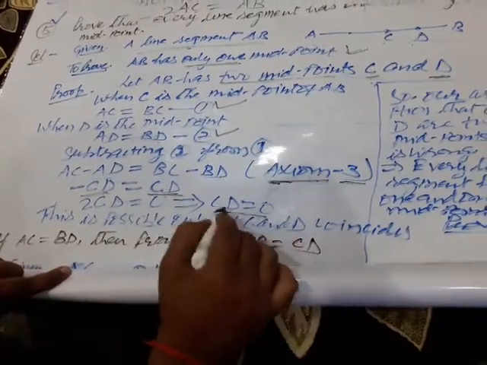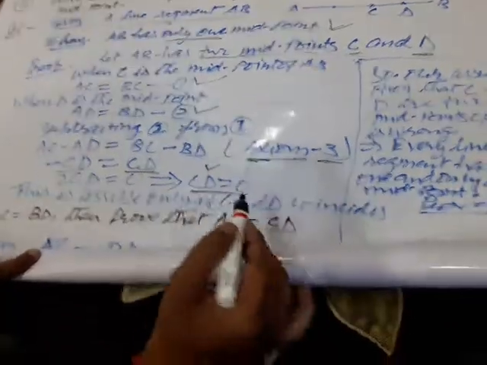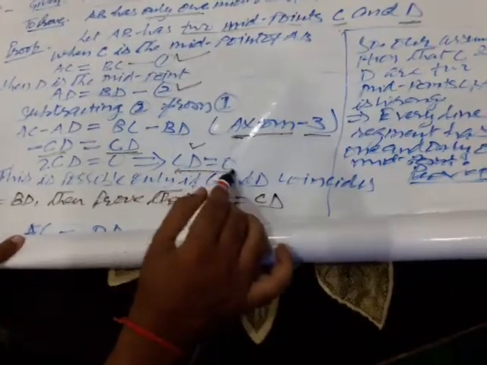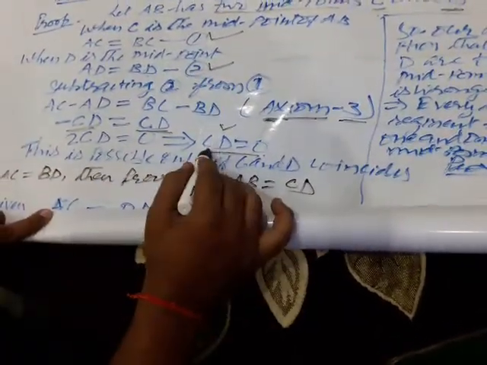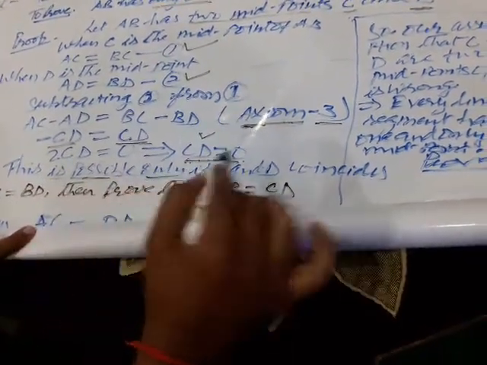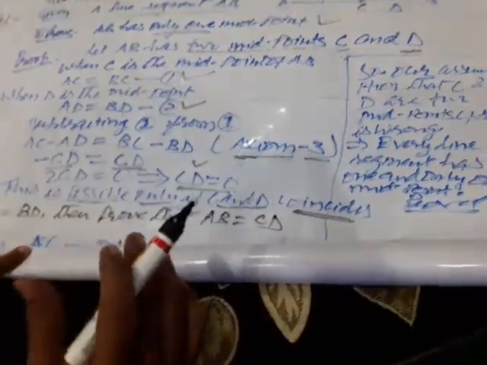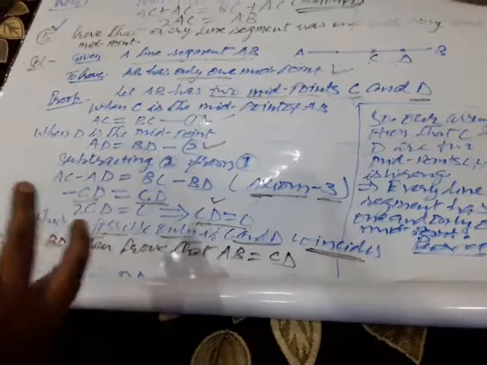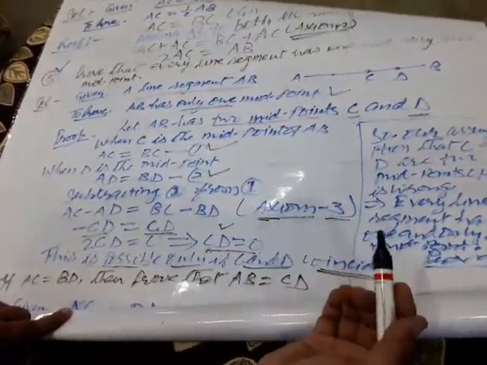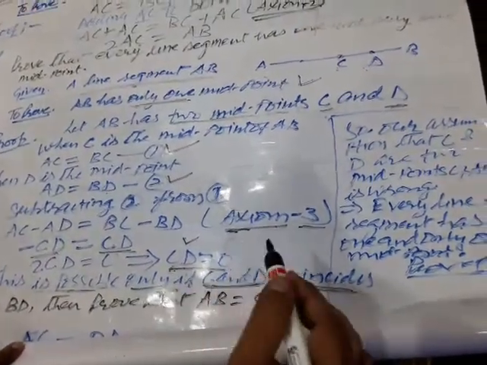That is again CD equal to 0. CD means distance between C and D. When CD equal to 0, it means that the distance between C and D is 0, and this is possible only if C and D coincide. Coincide means one point is above the other. They are the same point, only their names are different. You cannot separate both C and D points.